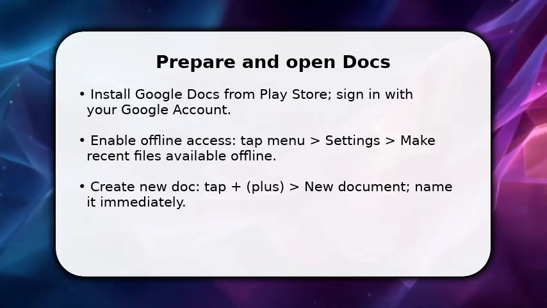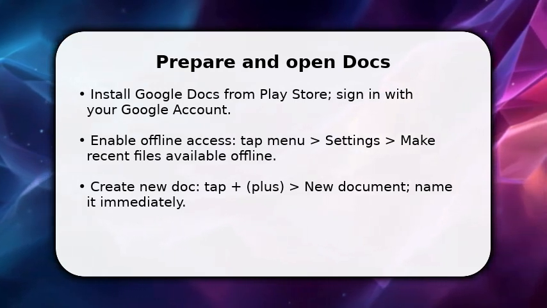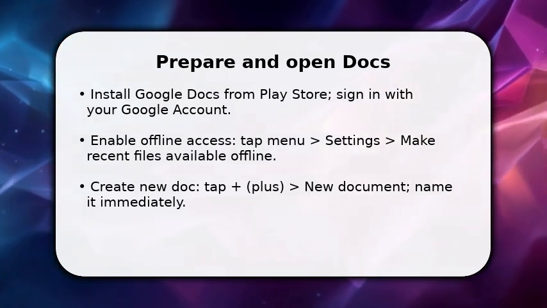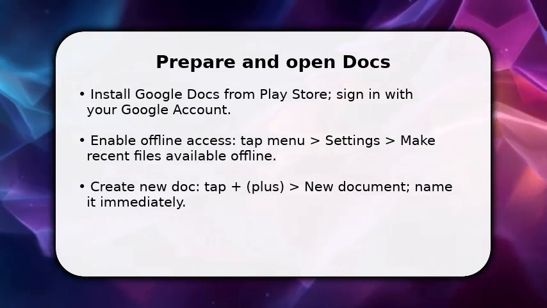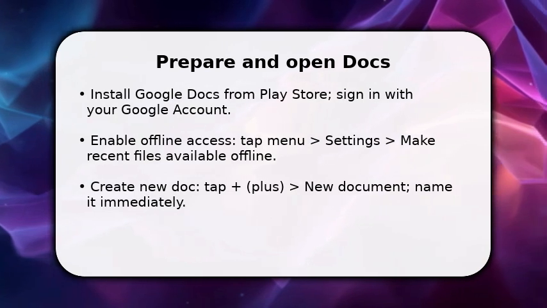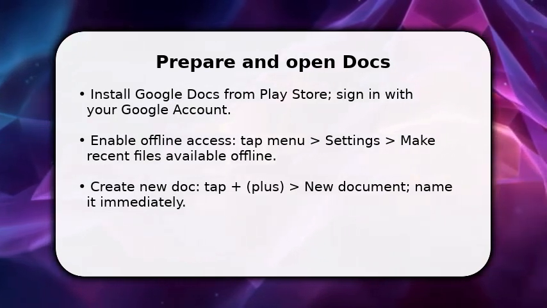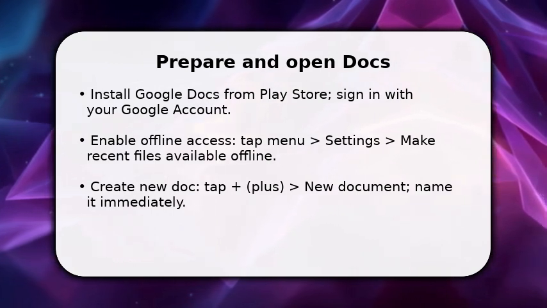You start by confirming prerequisites, an active Google account and the Google Docs app installed. Open Docs, sign in, and make recent files available offline so edits save without Wi-Fi. Now create a new document with the plus button, then name it to avoid untitled clutter.